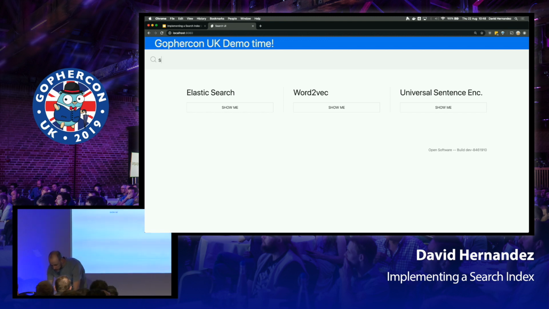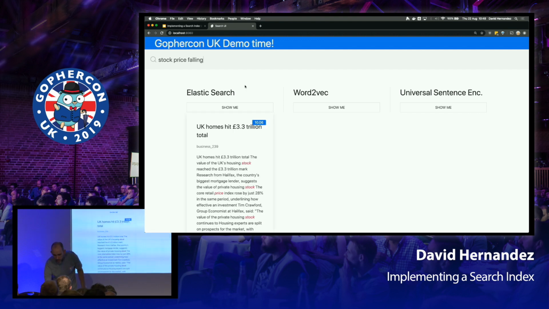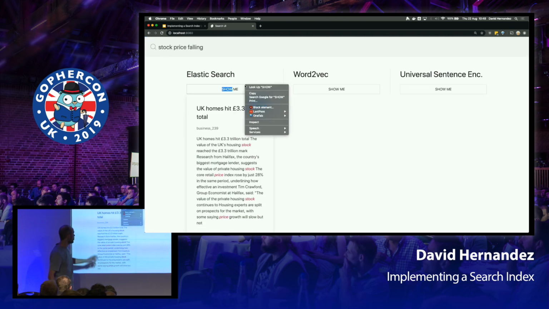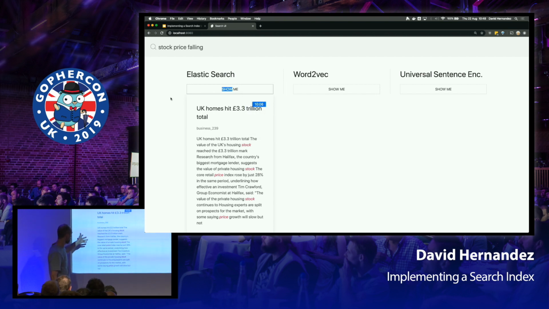The first thing, I'm going to try to search for stock price falling. On this column, I have the results from Elasticsearch. It highlights the keywords. It says, oh, stock price, stock. Yeah, it does its job, but it's not really getting the meaning of the sentence, is it? It's a stock price falling. I want to see some better results.